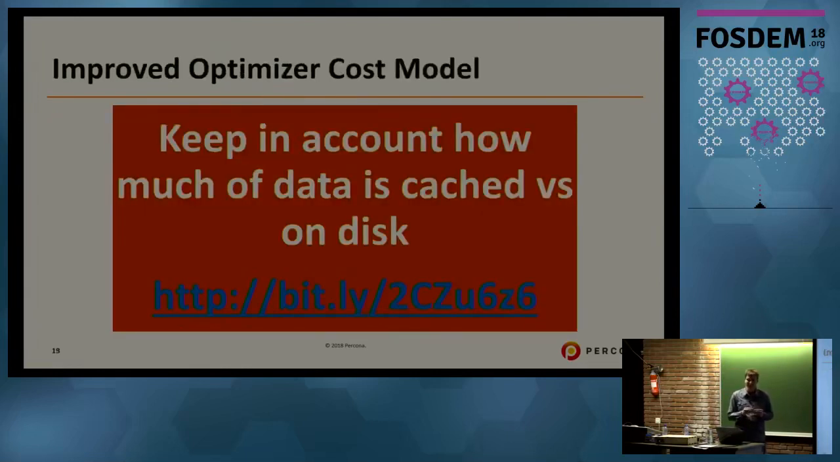Another improvement in the optimizer is an improved cost model, which allows, for example, to keep account of how much data is cached versus not, right, which you have to fetch from disk. Here is a link to a blog post with more information, but in general that can be very important to get better execution plans for some workloads.